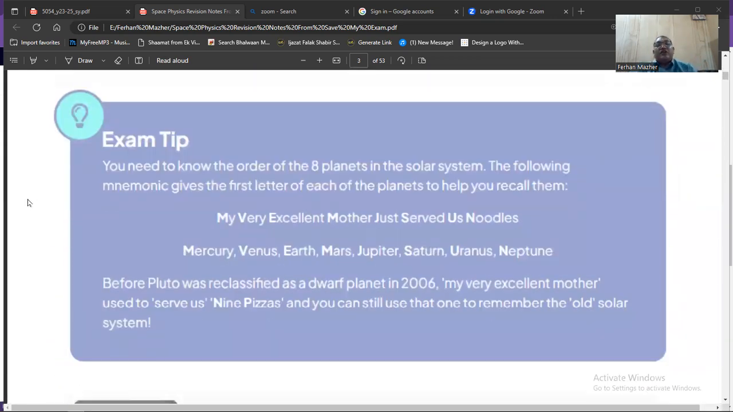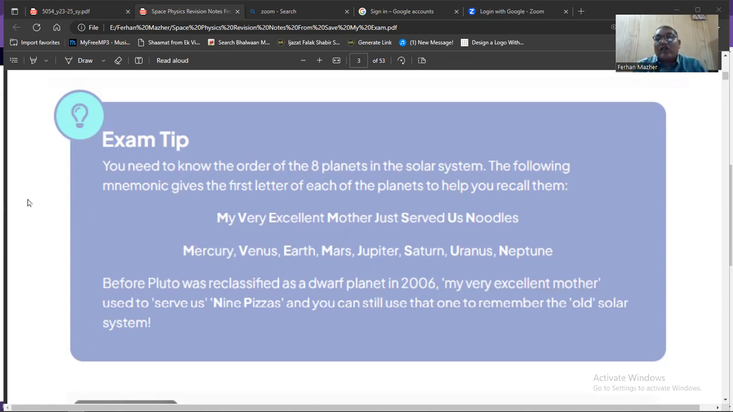So we have the exam tip. You need to know the order of the 8 planets in the solar system. The following mnemonic gives the first letter of each of the planets to help you recall them. It says, my very excellent mother just served us noodles. So that makes you remember the order and the names of the planets. It represents Mercury, Venus, Earth, Mars, Jupiter, Saturn, Uranus, Neptune.